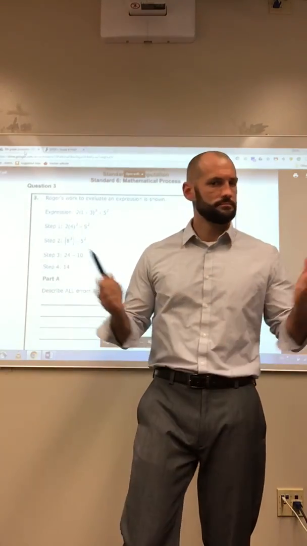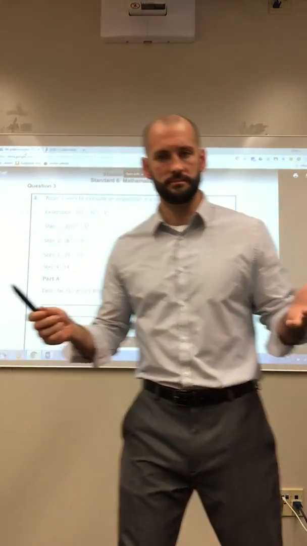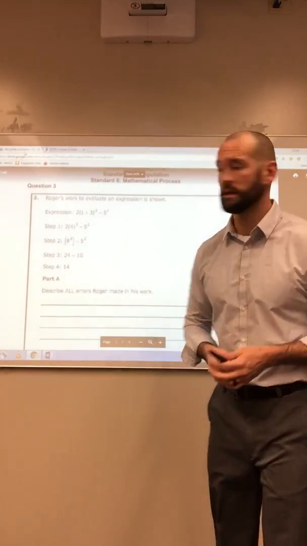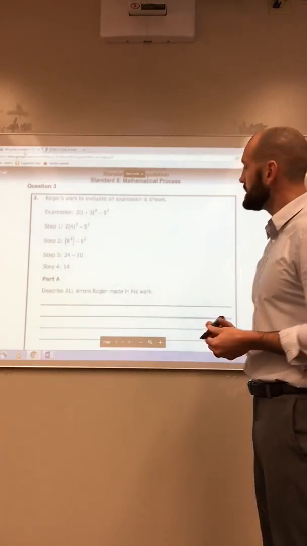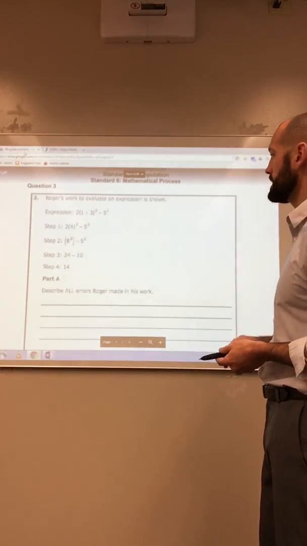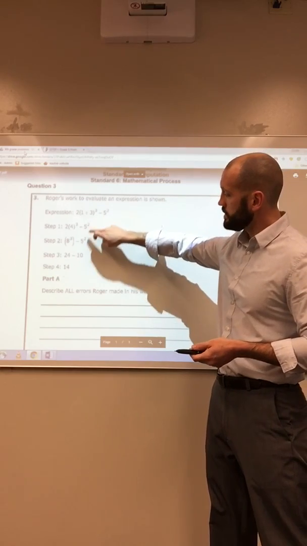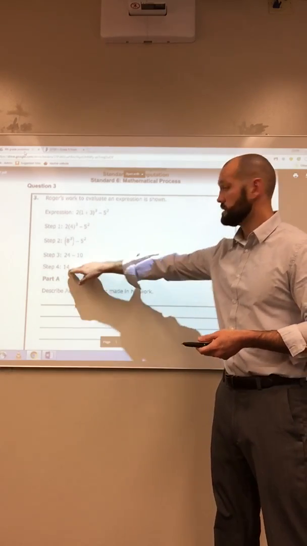So first up, when we approach a problem, we have to read it. And in my advice, if it's not too overwhelming, read it in its entirety, okay? So this problem is talking about Roger, my main man Roger. We got to evaluate his work in an expression shown. So they give us the original expression, and then 1, 2, 3, 4 steps, and in step 4 we get his final answer.